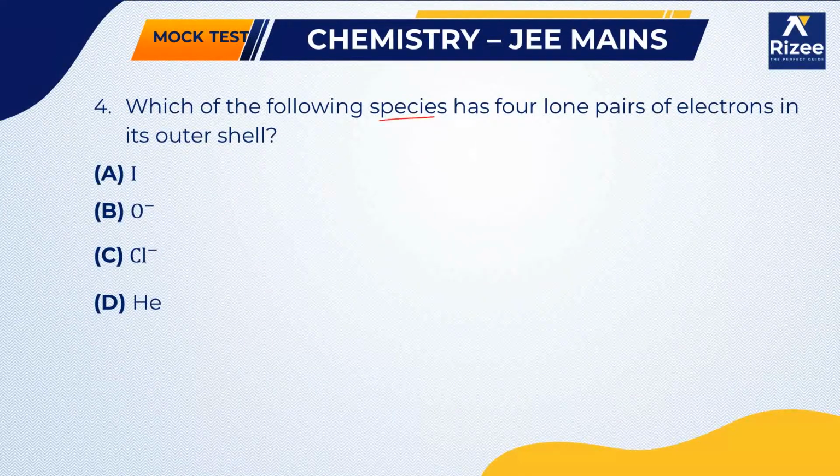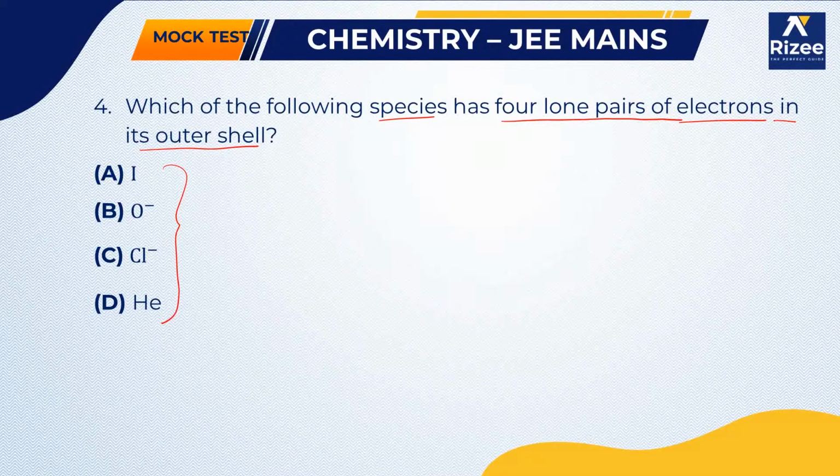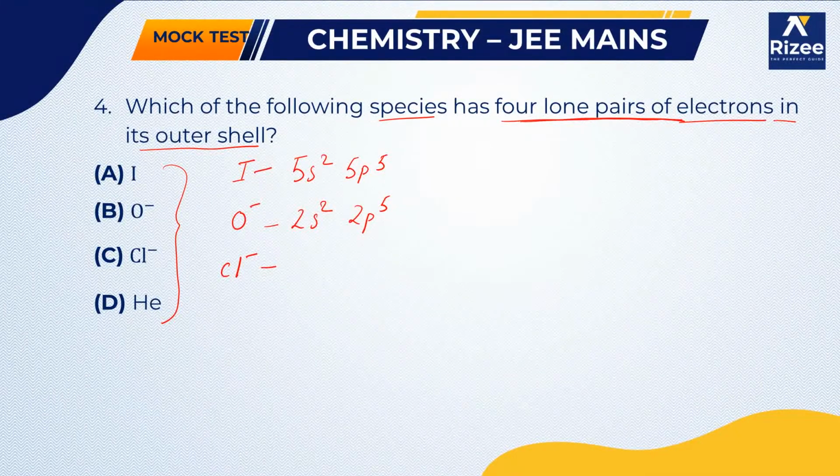Which of the following species has 4 lone pairs of electrons in its outermost shell? So it's asking which of the following species is having 4 lone pairs of electrons. So let's see the outermost configuration of iodine. The outermost configuration of iodine is 5s2, 5p5. Next, the outermost configuration of oxide ion will be 2s2, 2p5. Next, the outermost configuration of chloride ion will be 3s2, 3p6, and for helium the outermost configuration is 1s.